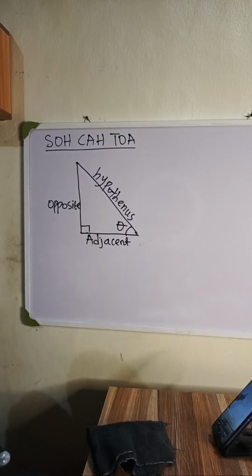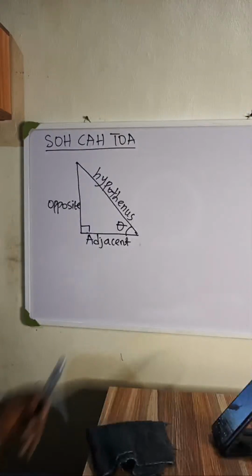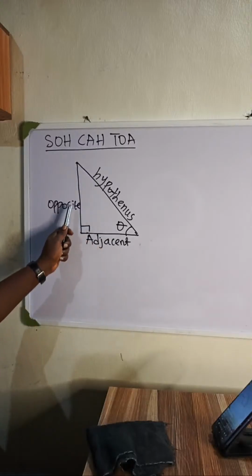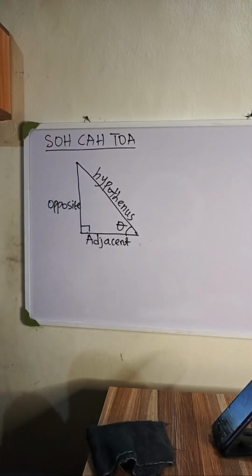So the location of the opposite and adjacent depends on the location of the angle. So when the angle is here, the opposite is here. When the angle is here, the opposite is here. Okay?